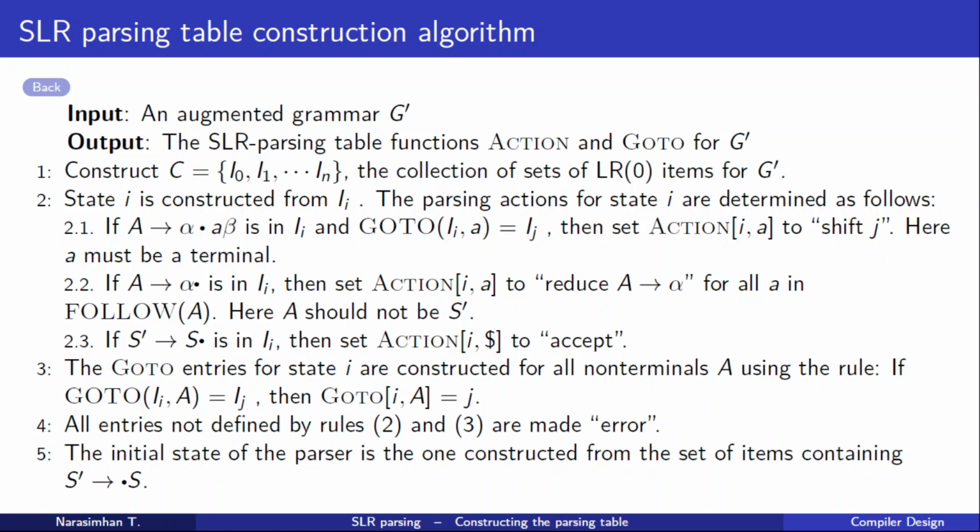Now the parser should have an initial configuration, should have an initial state. Which one should be made the initial state? As we discussed in the previous lecture, the initial state will be that state which contains the item S' giving dot S. That state which contains the item S' giving dot S will be the initial state. Let us look at an example.